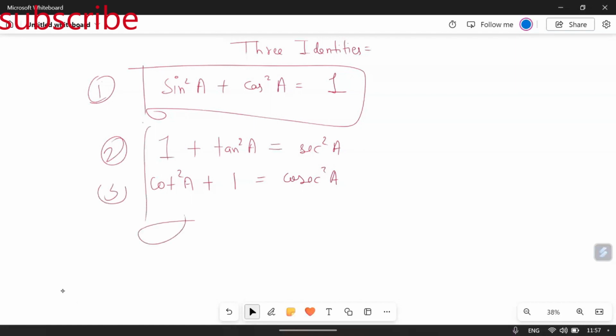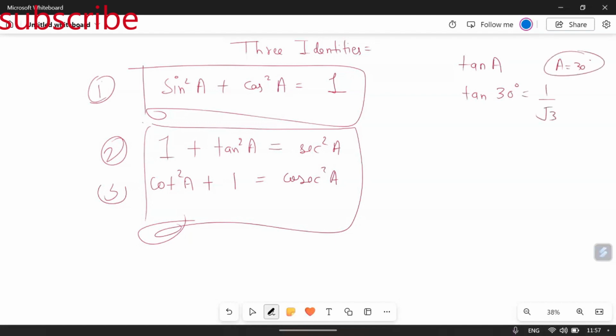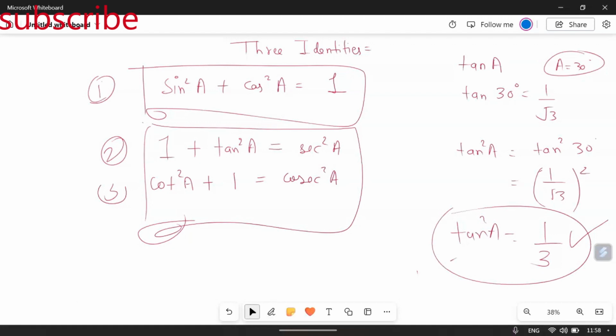Okay. 1 plus tan square A. What is square? Sometimes the students get confused. So suppose I am writing tan A, and I know that tan 30, where A is equal to 30 degrees, is equal to 1 upon root 3. So tan square A means tan square of 30 degrees. That will be your 1 upon root 3 whole square. So you know 1 upon 1 square is 1 and root 3 square is 3. The square of any root is that number. So tan square A is equal to 1 by 3. So this is how we can solve it.